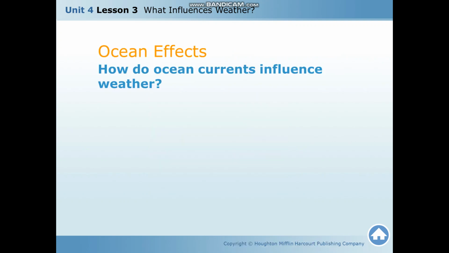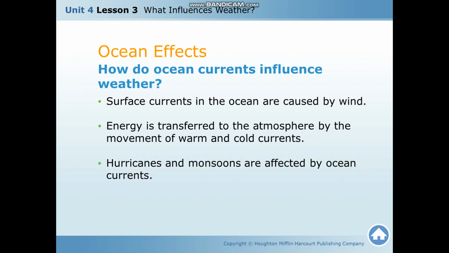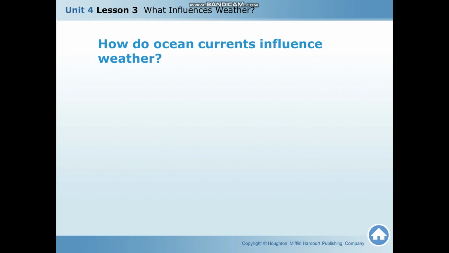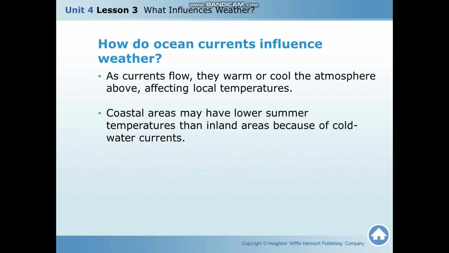How do ocean currents influence weather? Surface currents in the ocean are caused by wind. Energy is transferred to the atmosphere by the movement of warm and cold currents. Hurricanes and monsoons are affected by ocean currents. As currents flow, they warm or cool the atmosphere above, affecting local temperatures.